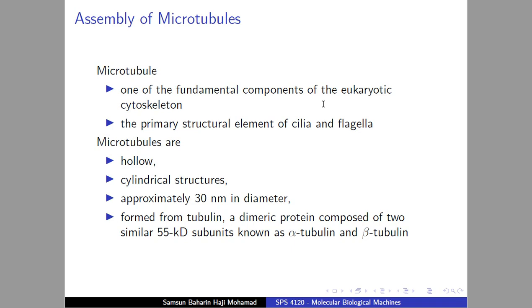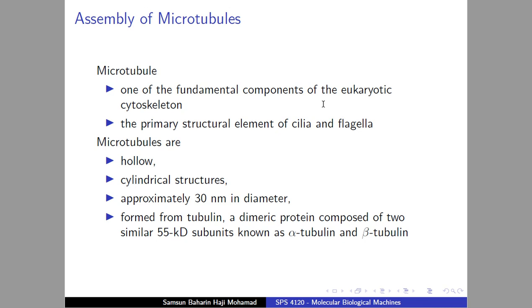That is the assembly of microtubule, or how the cell makes the highway for transportation of the protein or the information. Okay, so here, microtubule is one of the fundamental components of the eukaryotic cytoskeleton, the highway. It is the primary structural element of cilia and flagella. This you can also see in the next picture.